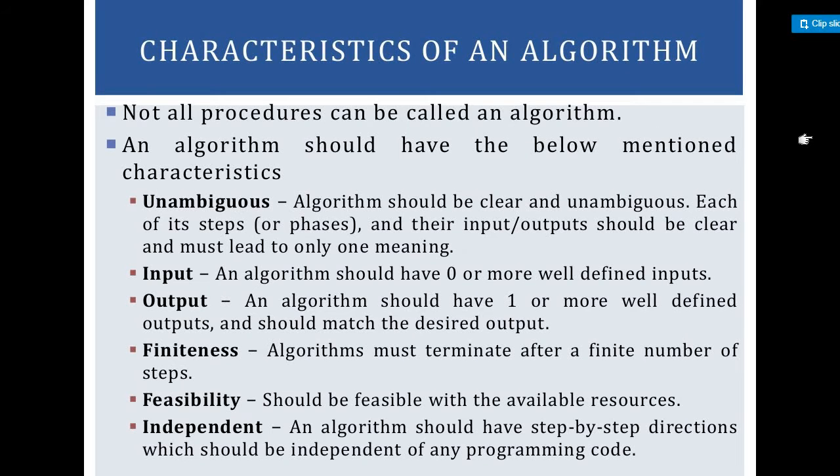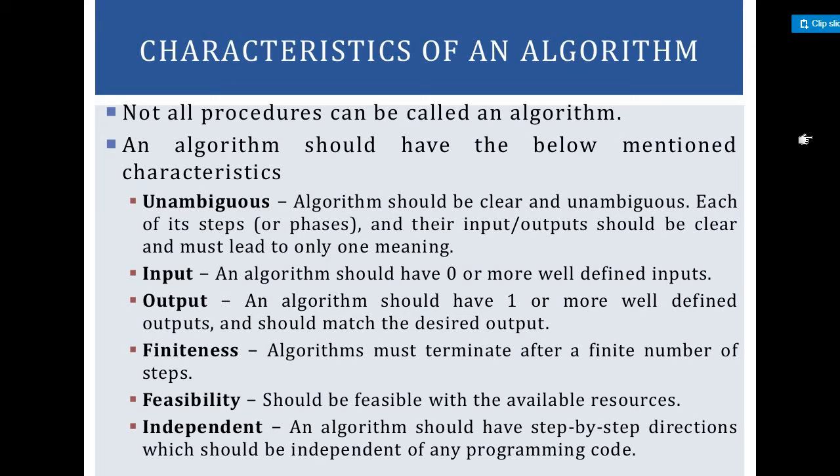Next, if we see the characteristics of an algorithm, not all procedures can be called an algorithm. To be an algorithm, it must follow some characteristics. An algorithm should have the below mentioned characteristics. Number one, unambiguous. Algorithms should be clear and unambiguous. Each of its steps, phrases, and their input and output should be clear and must lead to only one meaning.